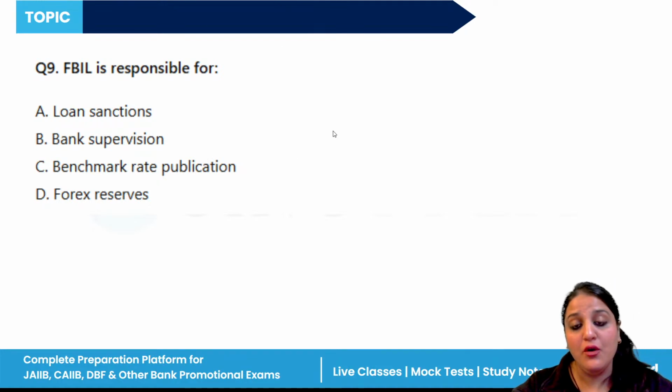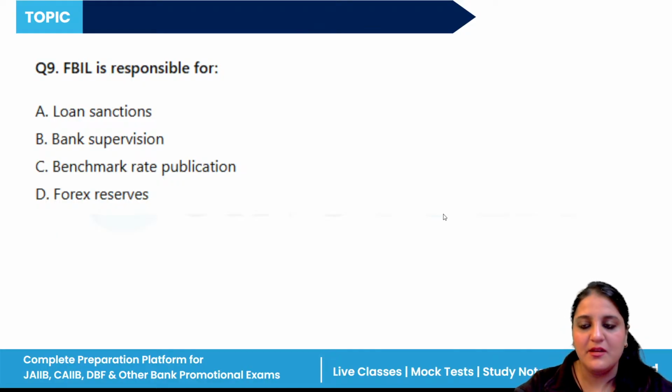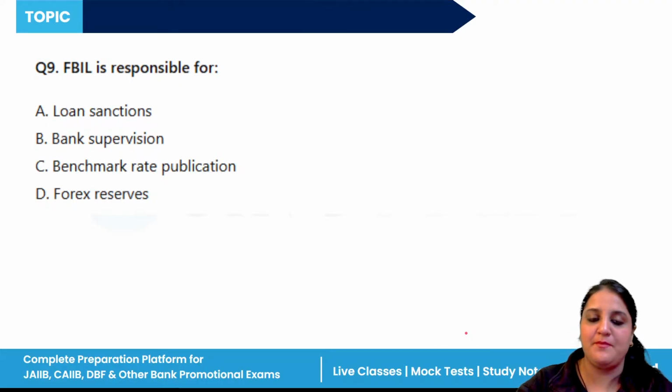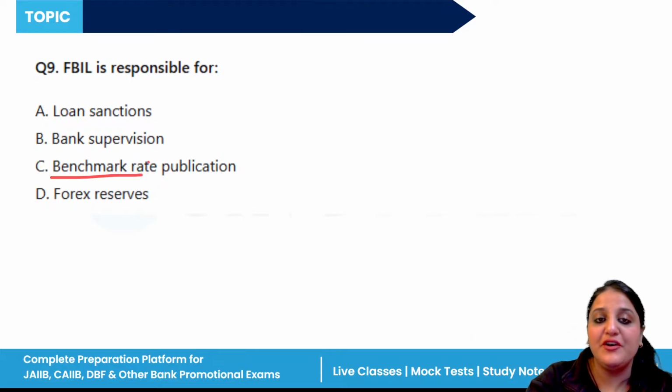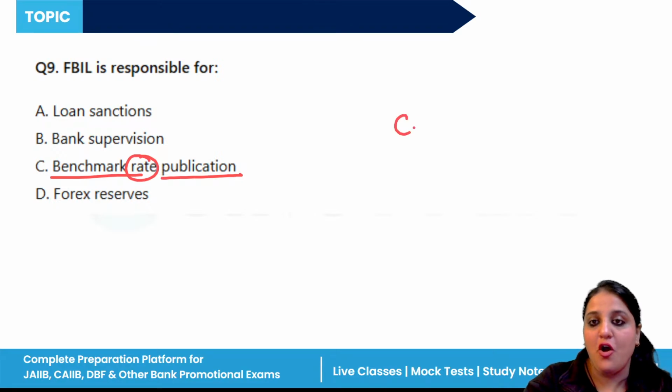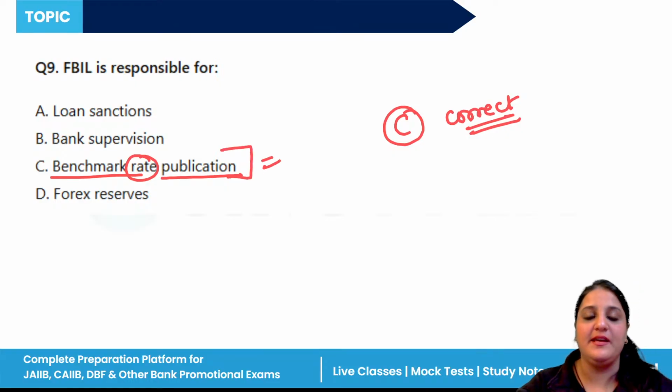Right? Now, FBIL publishes benchmarks like MIBOR, options volatility, certificate of deposit rates. That is the work of FBIL. So what is FBIL responsible for? It is obviously responsible for benchmark rate publication. Option C is correct here. Which option is correct? Option C is correct.